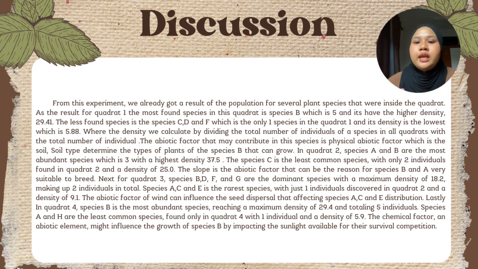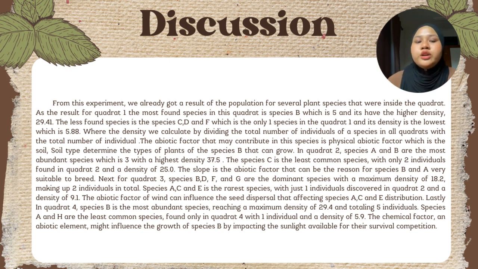In quadrat 2, species A and B are the most abundant species, with 3 individuals each and a higher density of 37.5. Species C is the less common species, with only 2 individuals found in quadrat 2 and a density of 25. The slope is an abiotic factor that can be the reason species A and B are very suitable to breed.